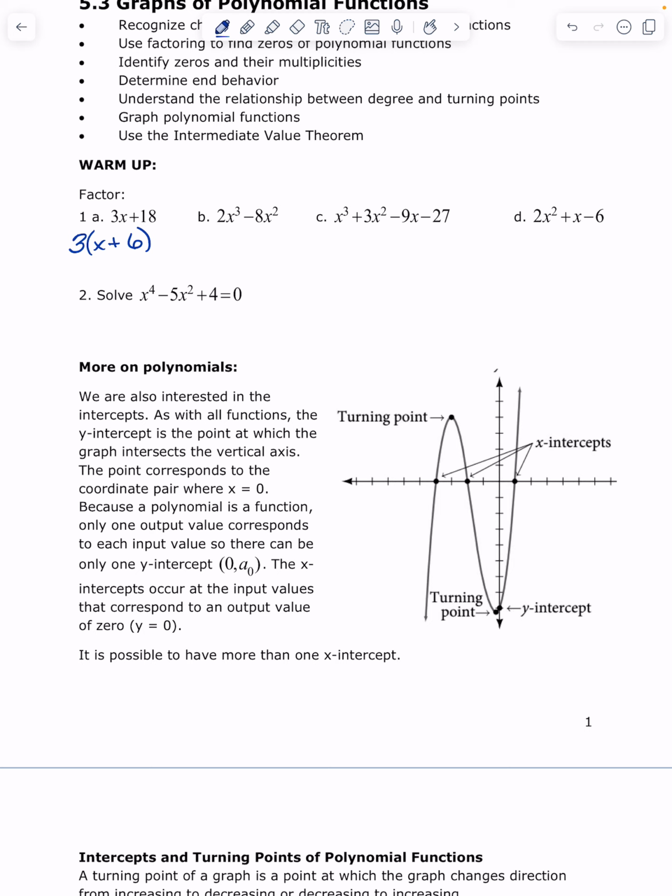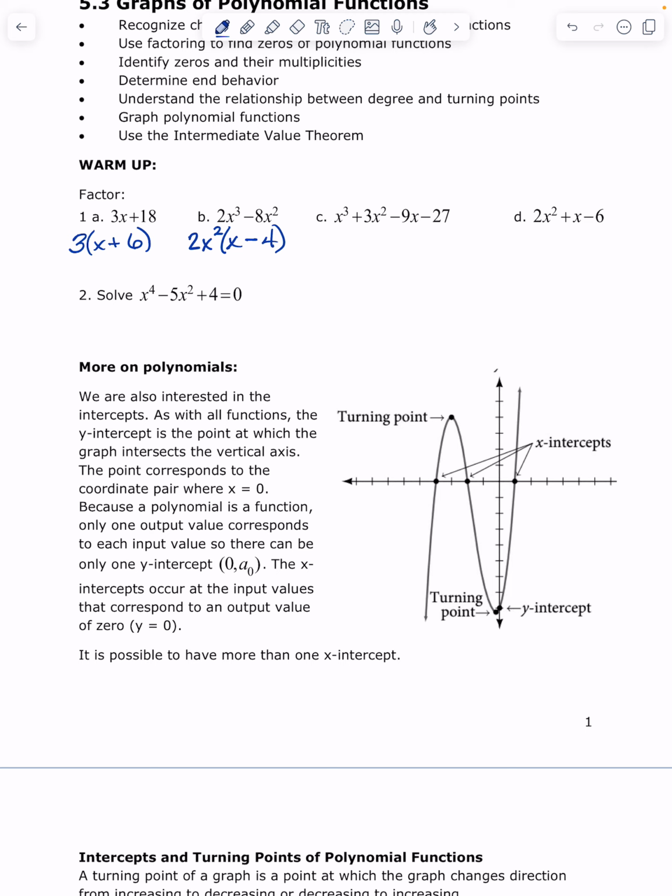B, same thing. I'm looking for what I can factor out of both terms. Again, 2 goes into both 2 and 8, so I know I can factor the 2 out. First term has an x to the third. Second term has an x squared. So I'm going to factor out that 2x squared. 2x squared times x would give me the 2x to the third, my first term. 2x squared times 4 would give me my 8x to the second, my second term.